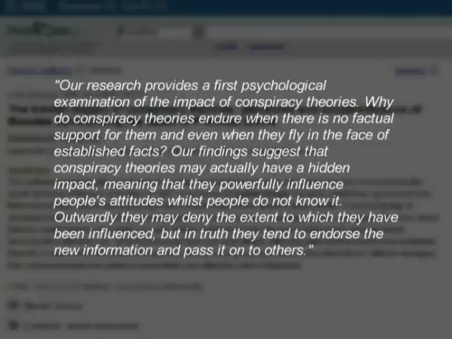Our findings suggest that conspiracy theories may actually have a hidden impact, meaning that they powerfully influence people's attitudes whilst people do not know it. Outwardly, they may deny the extent to which they have been influenced, but in truth they tend to endorse the new information and pass it on to others."